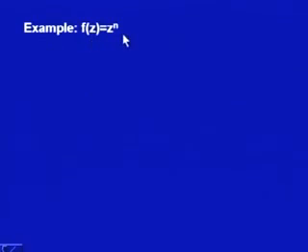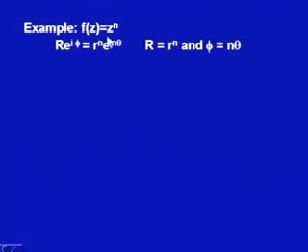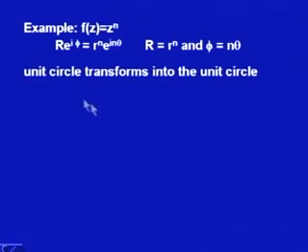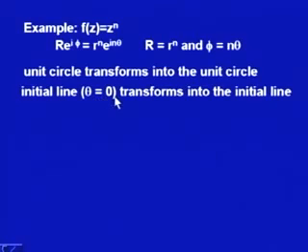Then we come to another function f(z) is equal to z raised to power n. Now in this case again I am writing R e^(i phi) in the W plane, and this will be r^n e^(i n theta) in terms of r and theta, and from here we can say that R is equal to r raised to power n and phi is equal to n theta. So this means unit circle transforms into unit circle. So if we have a unit circle, r is equal to 1, then capital R will also be 1. Further, initial line theta is equal to 0, then phi will also be 0. So initial line will transform to initial line under this transformation.